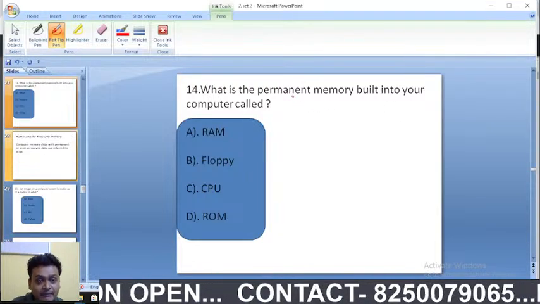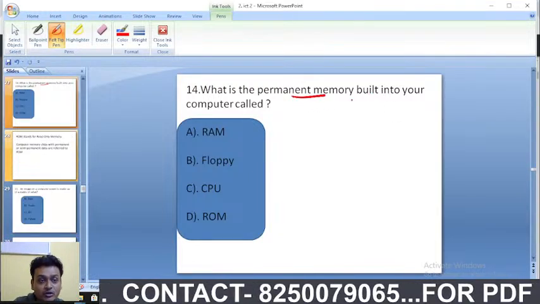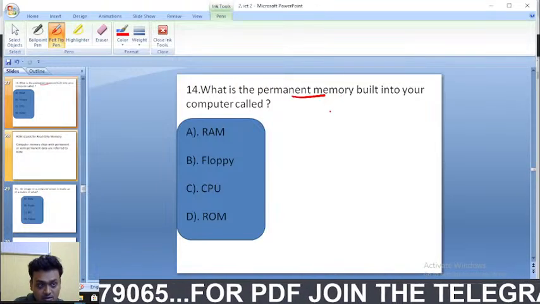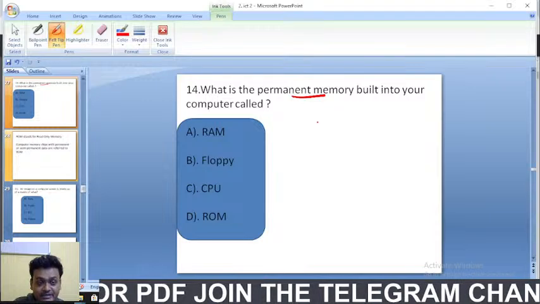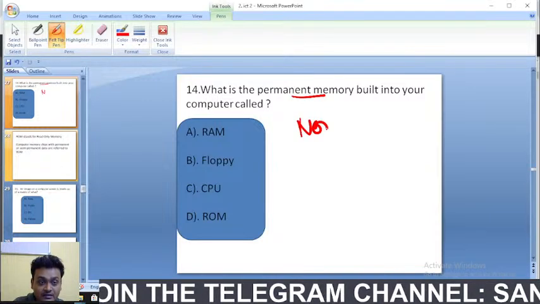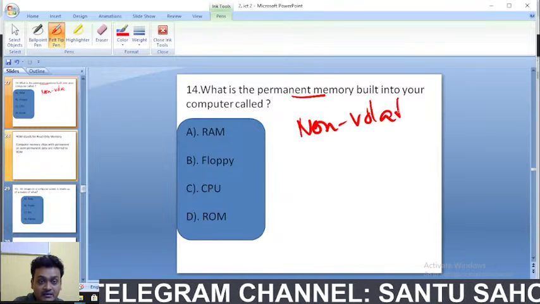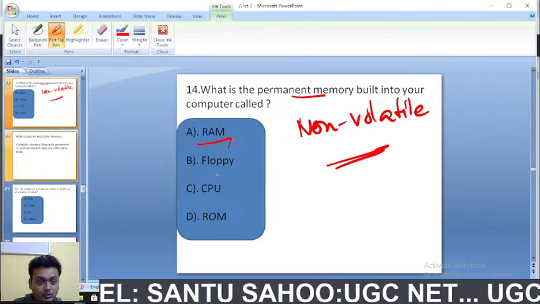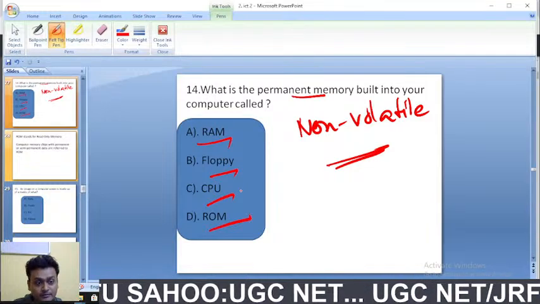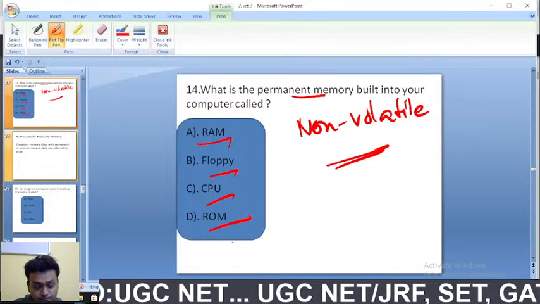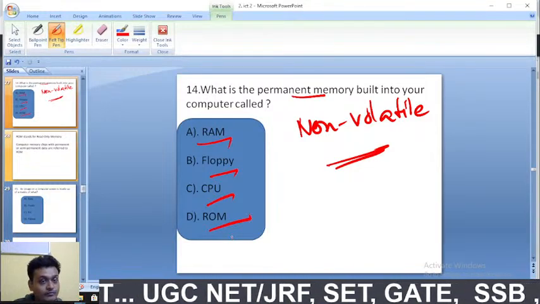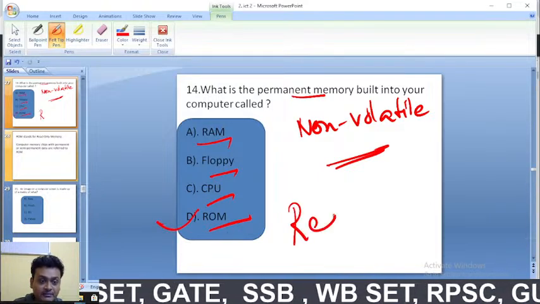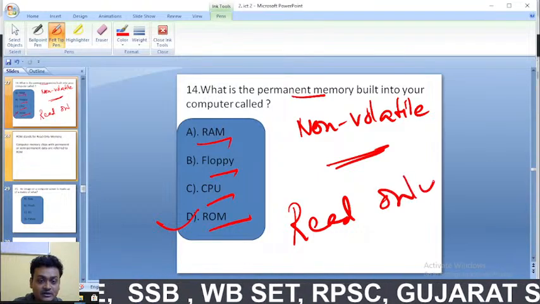What is the permanent memory built into your computer? Permanent memory. That means non-volatile. RAM, floppy, CPU, ROM. That is ROM. That is read-only memory.